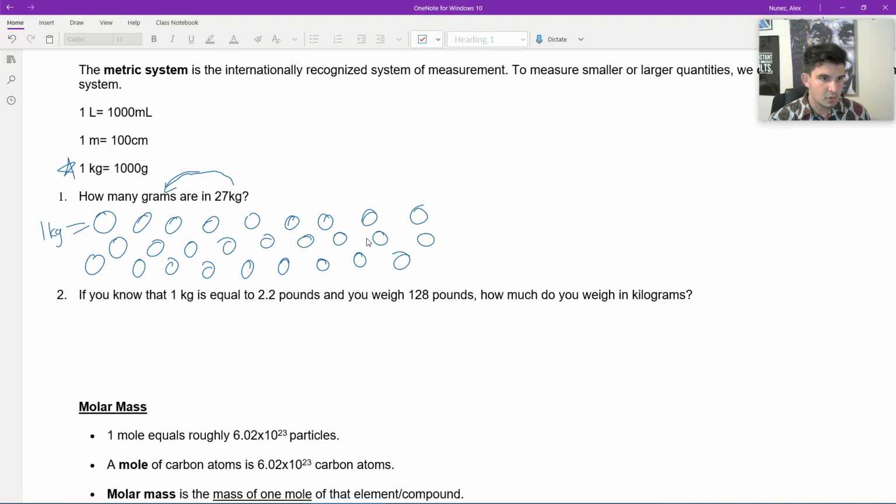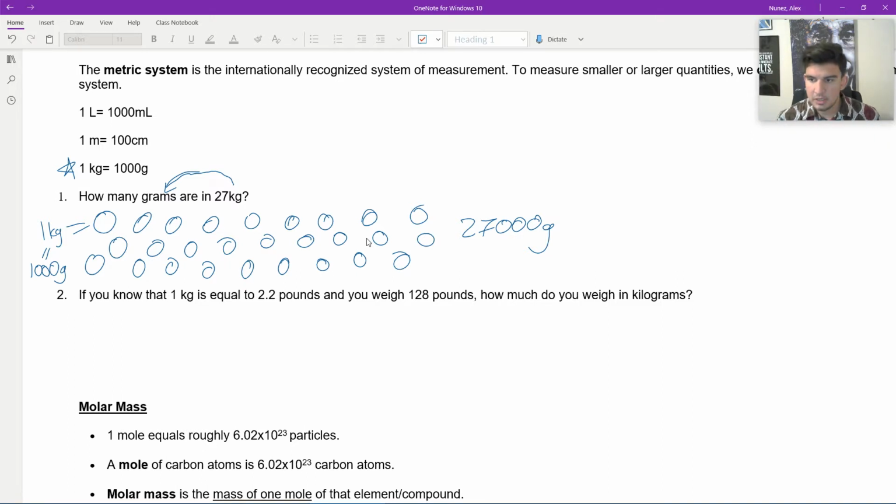Well, each one of these coins is also equal to 1,000 grams. So instead of counting up to 27, I would go 1,000, 2,000, 3,000, 4,000, 5,000, 6, 7, 8, 9, 10, 11, 12, 13, 14, 15, 16, 17, 18, 19, 20, 27,000 grams. That works when you have a nice small number like 27 kilograms, but what if I told you you had 2.2 kilograms? Clearly, drawing circles is not going to work.